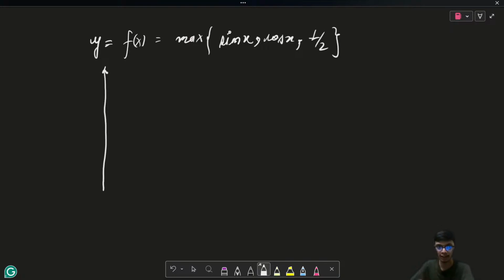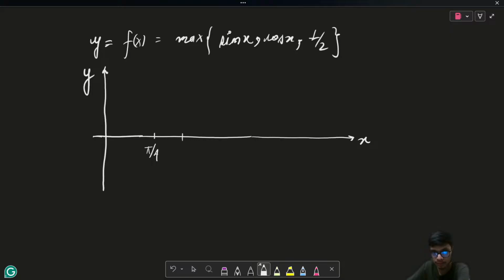Okay, so I plot the curve between the interval 0 to 2 pi. Let us say this is pi by 4, pi by 2, 3 pi by 4. Before that, I'm trying to find those points where these values are equal. So sin x and cos x are equal at pi by 4. Similarly, cos x equal to 1 upon 2 or sin x equal to 1 upon 2 at 5 pi by 6, right? 5 pi by 6. So those are all the values I'm trying to mark over here.